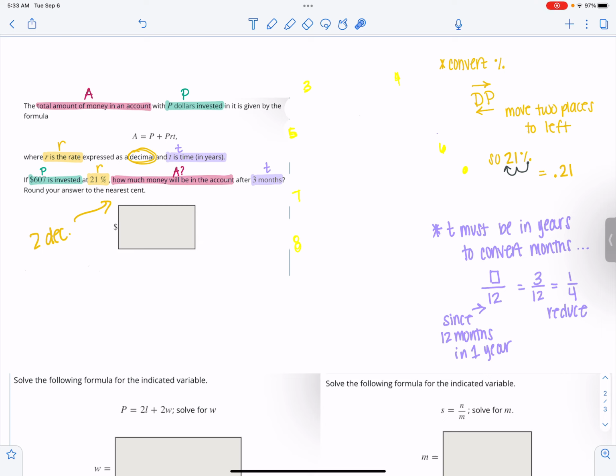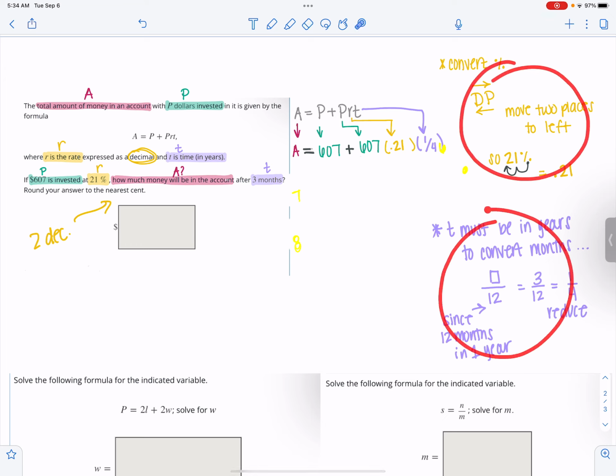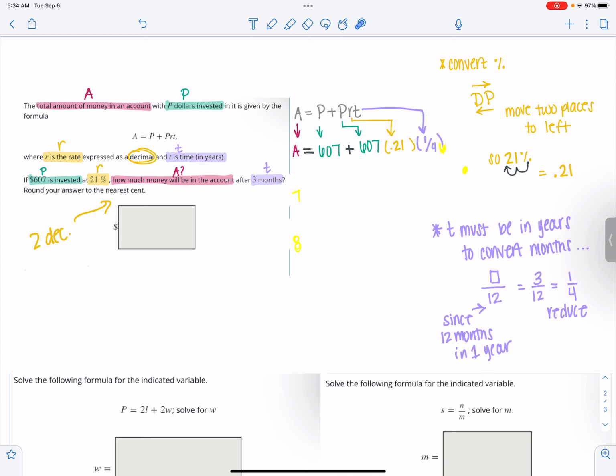Now, my problem is ready to set up. And so now I've got that formula, A equals P plus PRT. And then I want to plug in all my known values. So I'm taking all that stuff I just found. 607 was given to me, and then the other two I found over here to the right, so plug those in. All right, so now from here I need to multiply all those numbers on the right, and I get 31.867.